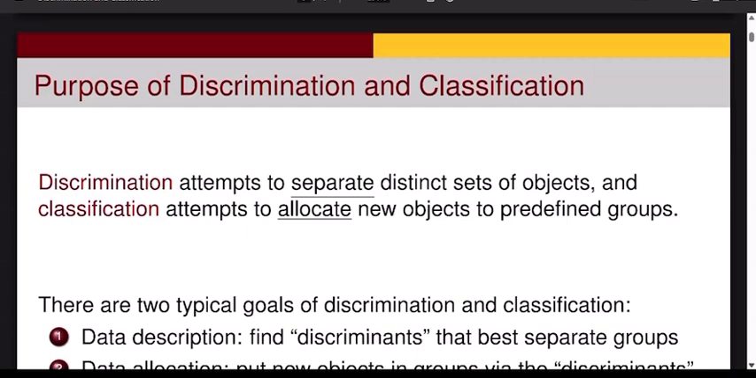So if you want to classify a new observation, that's what we call classification. You want to allocate a new observation to a particular predefined group. But we don't go to classification without passing through discrimination. So it's going to be discrimination first. When you are discriminating, you don't make use of new observations. You base your analysis on the data set that you currently have.